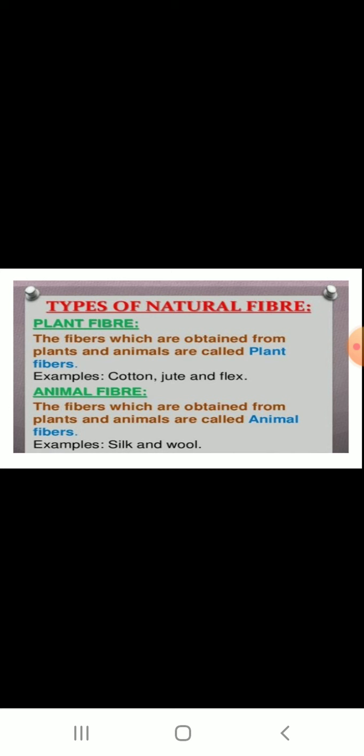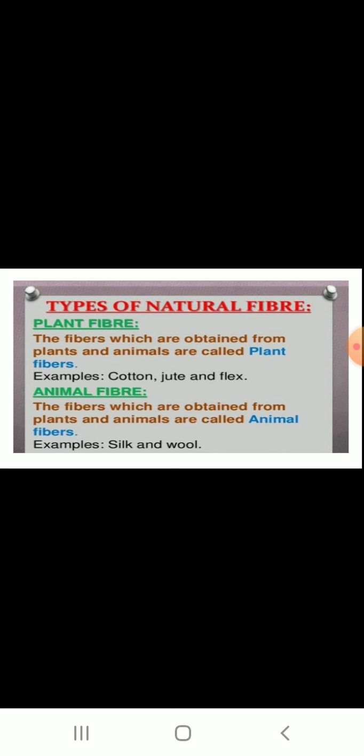Types of natural fibers: we can classify them into plant fiber and animal fiber. The fiber which is obtained from the plants is called a plant fiber. Cotton, jute and flax are the plant fibers. You should make a correction: fibers which are obtained from the plants are called plant fibers, and the fibers which are obtained from the animals are called animal fibers.